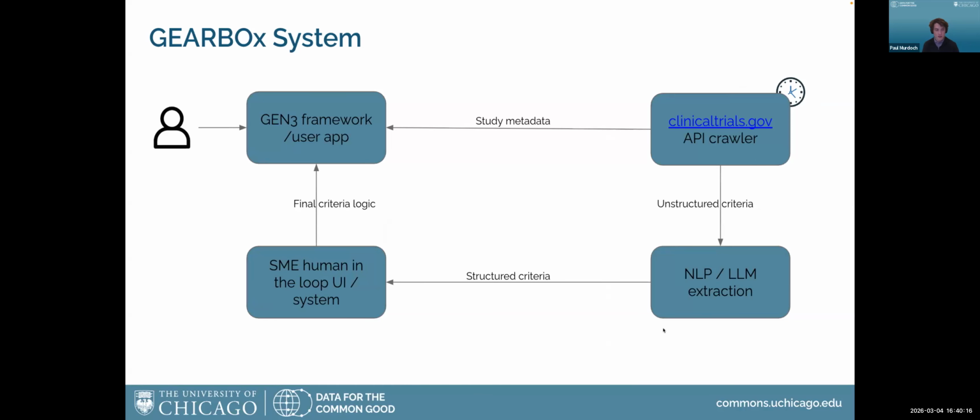As an overview of how it works, clinical trials are pulled from clinicaltrials.gov, and those are run through an NLP/LLM extraction process, which is then reviewed by a human, and this creates structured eligibility criteria related to the clinical trials, and that data is loaded into the application, which runs on the Gen3 framework.